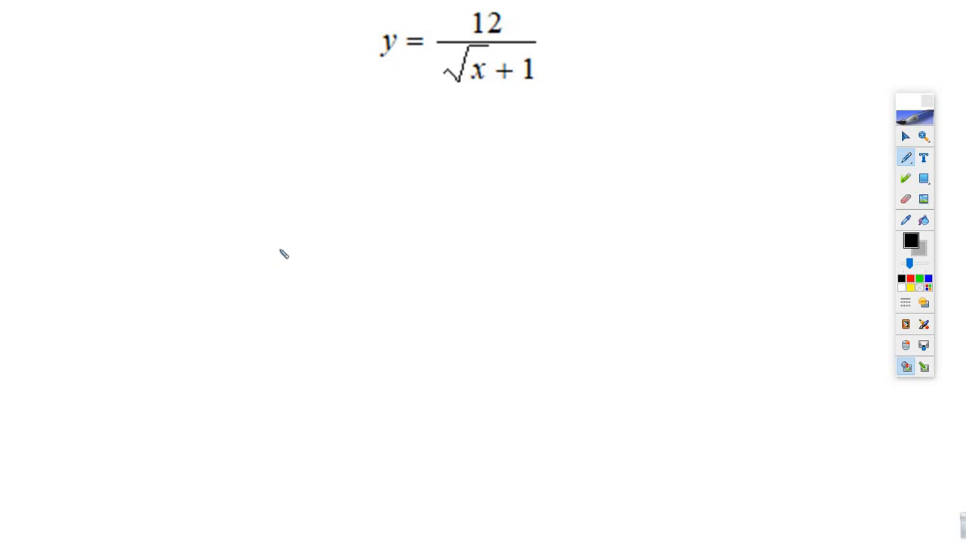Okay? So in this problem, it's a little bit different because my entire radical is not my entire denominator. So I have a piece of my denominator that is a radical, but not the whole thing. So anytime I see that radical, I'm going to say that the radicand has to be greater than or equal to 0. And anytime that my denominator contains an x, it cannot be equal to 0.